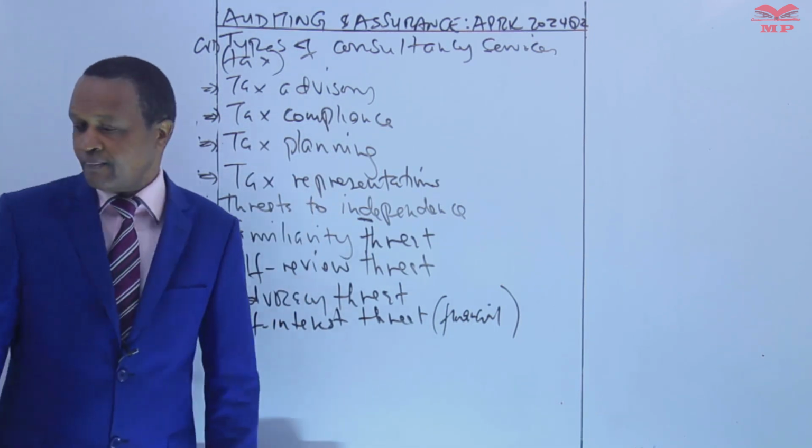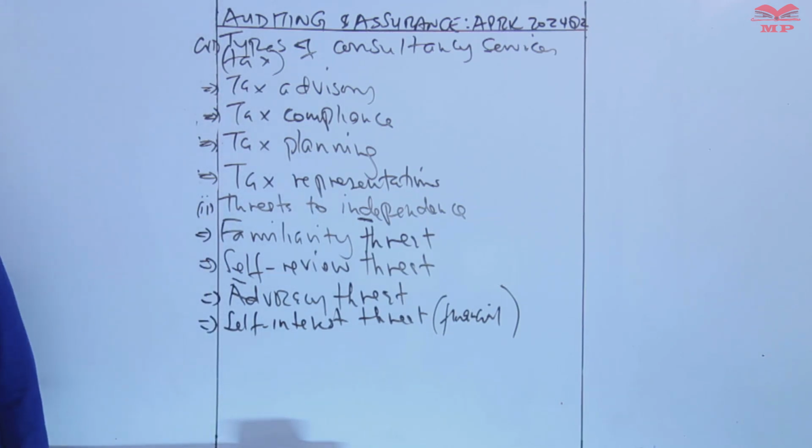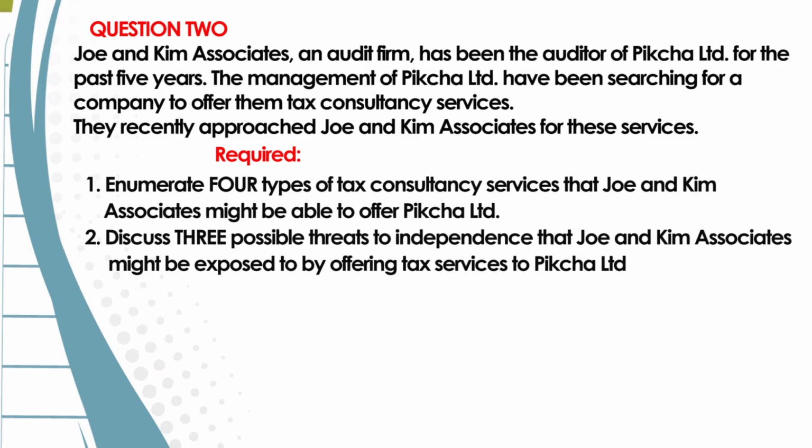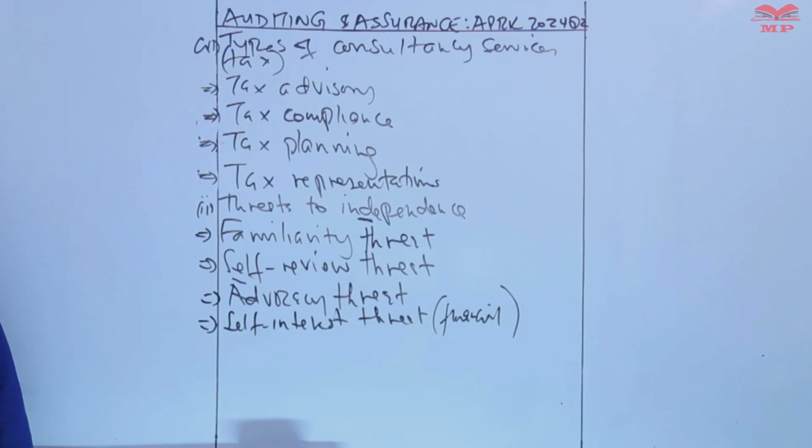Do you understand? You understand, my people? So you need to understand, as much as the threats to independence, that there are many types of self-interest threats apart from the financial interest. We may have close business relationships, we may have employment with the client, we may have many other aspects of self-interest. Merite says getting an offer from the client or management.